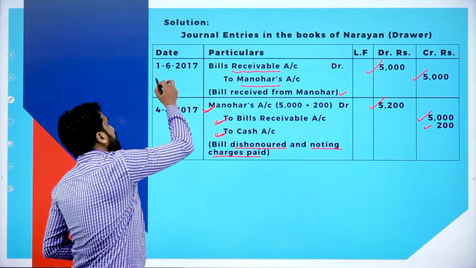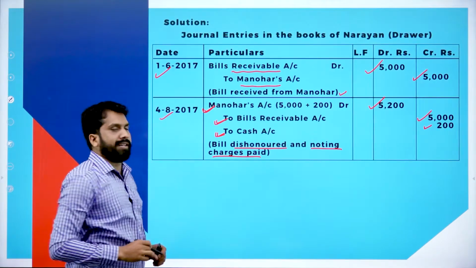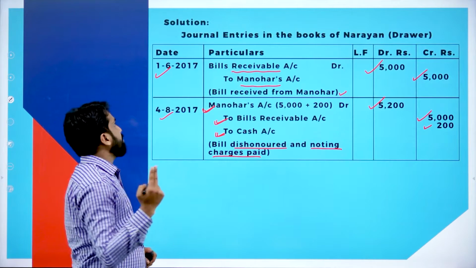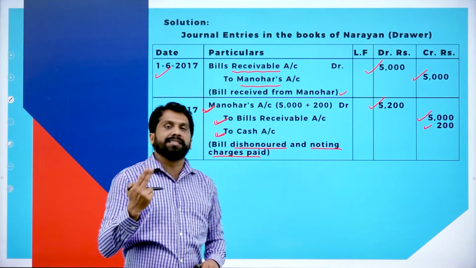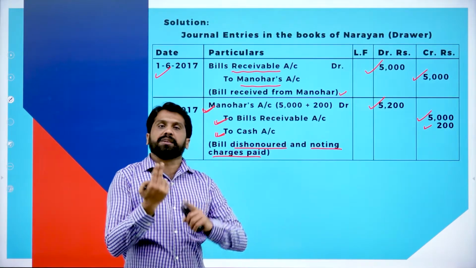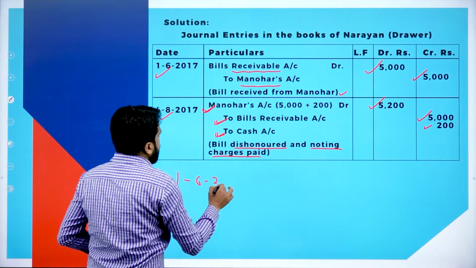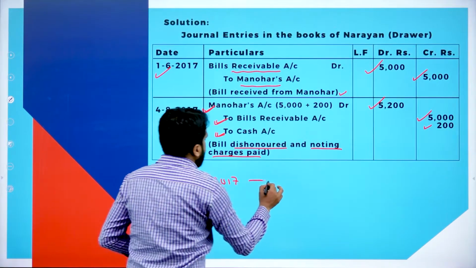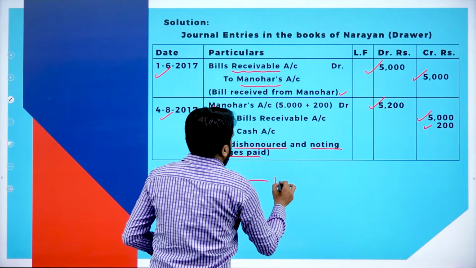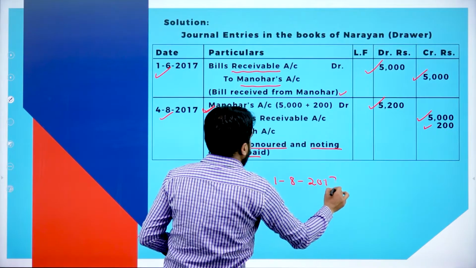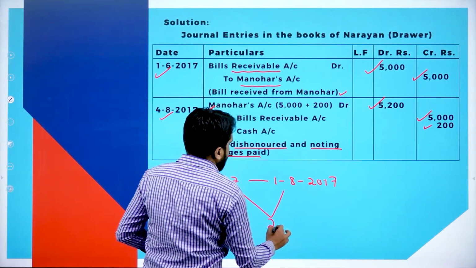Date: 1st June, 4th August. Why is it 4th August? So how many months is it? 2 months. Yeah, June means July, August. 2 months. So it will be 1/6/2017 to 1/8/2017. This will be what? 2 months.